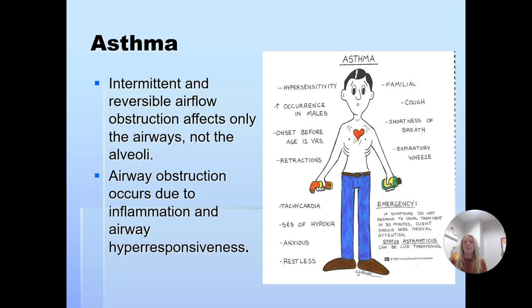We do see asthma a little bit more commonly in males, typically diagnosed before age 12. We'll see signs and symptoms of hypoxia, anxious. Obviously, if you have difficulty breathing, that can make you kind of nervous and anxious. And we might see an expiratory wheeze. So when they exhale, you can hear a wheezing. If the symptoms don't respond to their rescue inhaler within 30 minutes, they should seek immediate medical attention.